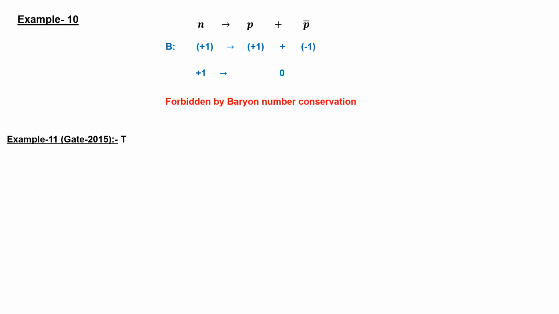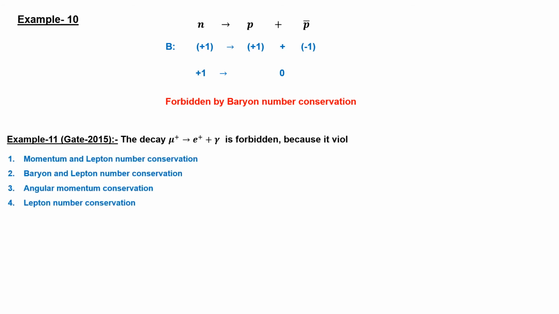asked in GATE 2015. This decay is forbidden because it violates. In this reaction, it has been asked that due to violation of which conservation law this reaction is forbidden. Let us first talk about momentum conservation. As we learned in the last lecture, in any decay reaction, it is necessary for linear momentum conservation that the linear momentum of the parent particle should be equal to that of the daughter particles.